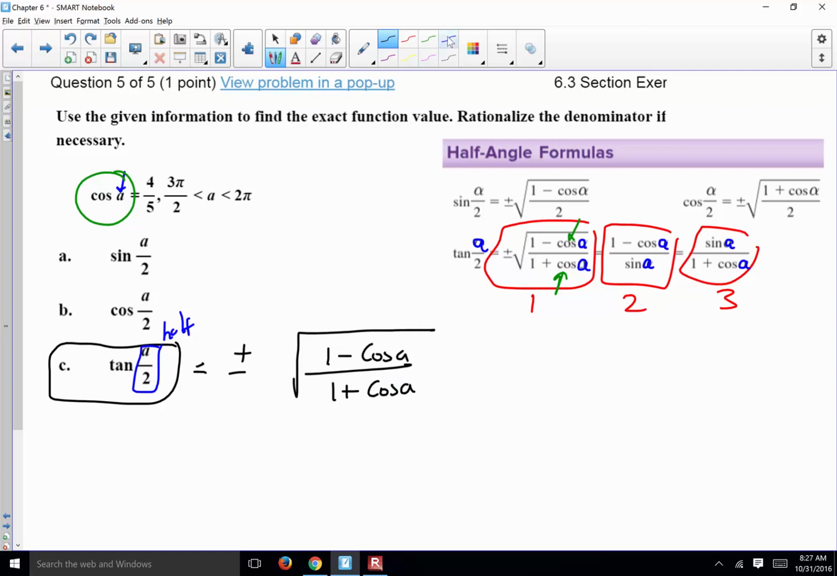Alright, before anything else, I want you to make a selection. Which way is correct? Plus or minus?